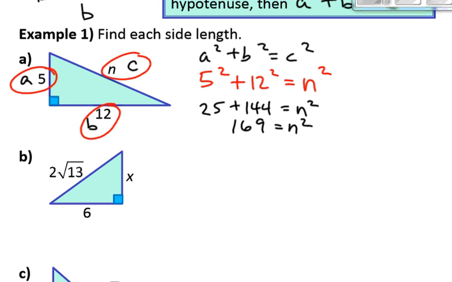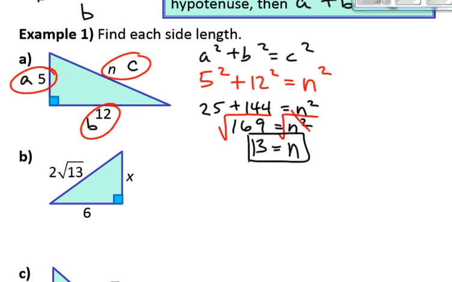Now, I'm trying to figure out what n is. And n is being squared. So remember we talked about what undoes a squared. Well, if I were to take the square root of whatever I do to one side, I have to do to both sides. If I take the square root of n squared, what happens is that square root and the squared cancel out, leaving me just with an n. And then the square root of 169 is 13. So that means that the missing side length has a length of 13.